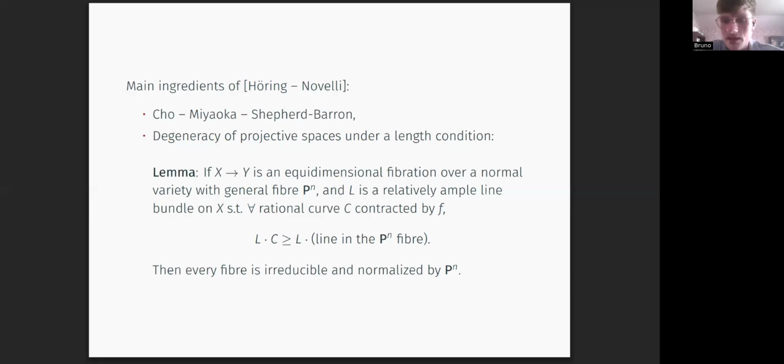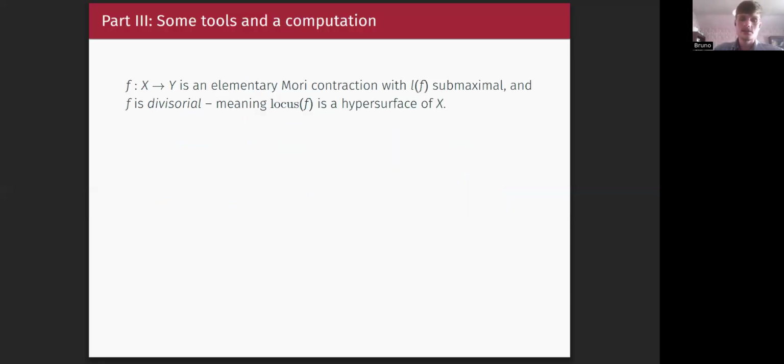Okay, so what remained to be done was to move on to the submaximal case, for instance, right? Which was my focus. So first, let me introduce a little bit of notions and the computation. So if I have an elementary Mori contraction with submaximal length, meaning that, as I said, the length is equal to its upper bound minus 1, and I assume F to be divisorial, right? So this hypothesis is going to turn out to be very useful. As it was already mentioned, divisorial means that F is birational and the locus contracted by F is a divisor in X, so a hypersurface, right?